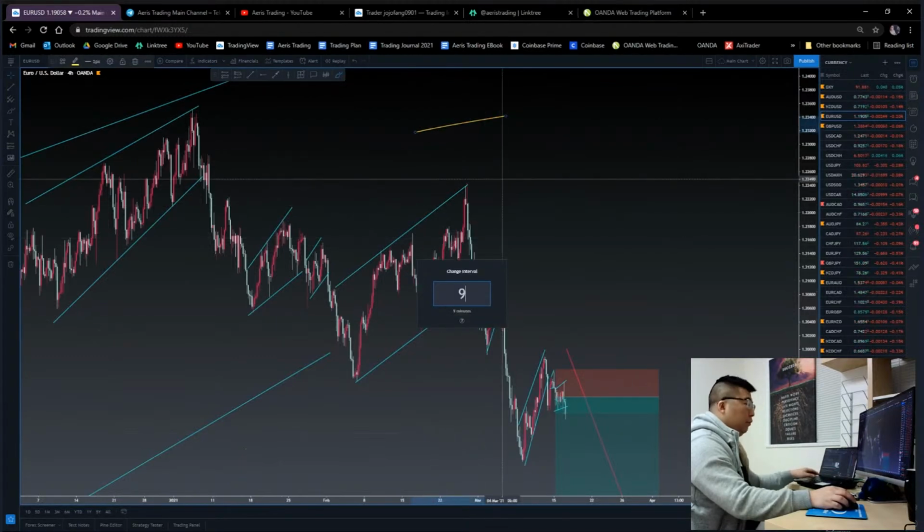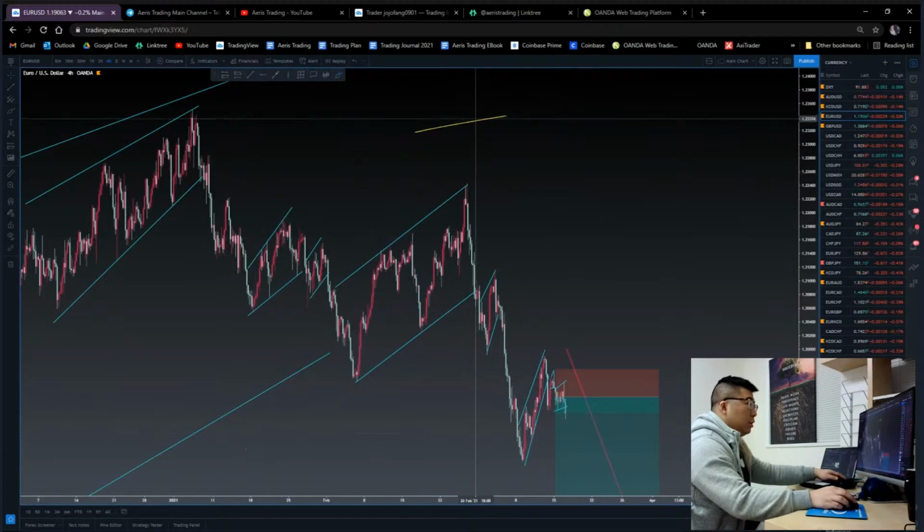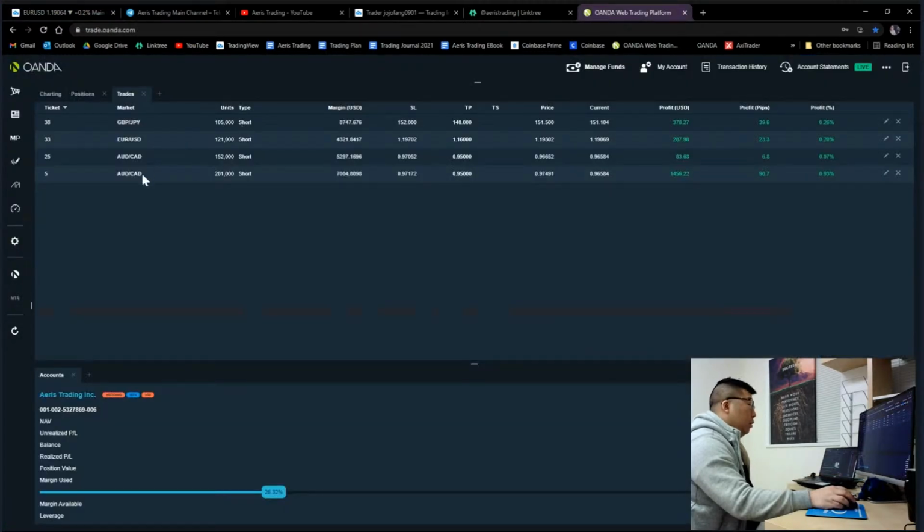So those are the three, or you can say four, positions I'm in. Aussie CAD, Euro Dollar, and Pound Yen are the positions I'm in currently, and we'll see what happens from there.